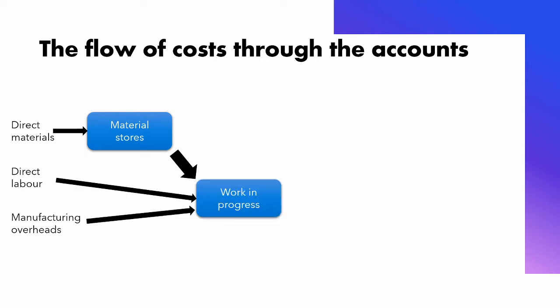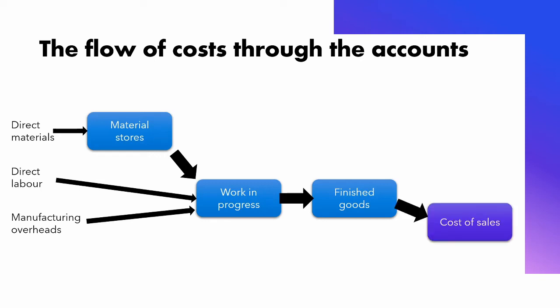We record these costs in a work in progress account, which reflects the fact that our work is incomplete. Once the job is complete and no more costs will be accumulated, we transfer the job from work in progress to finished goods. Our job then stays in the finished goods until such time that it is sold to the customer. The cost of the job is then recognized as an expense through cost of sales.